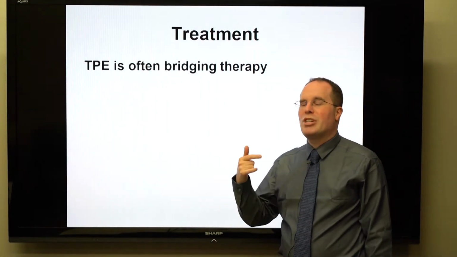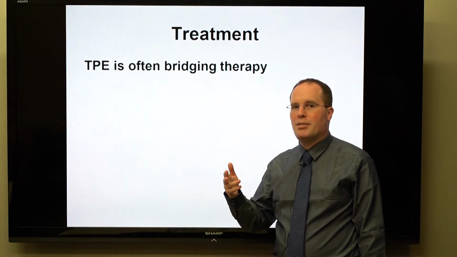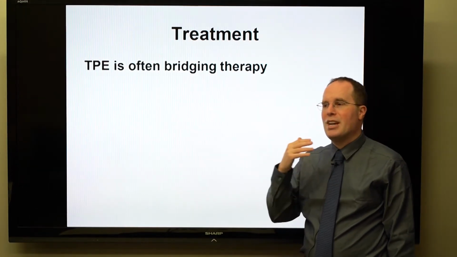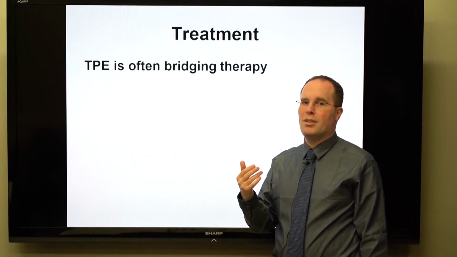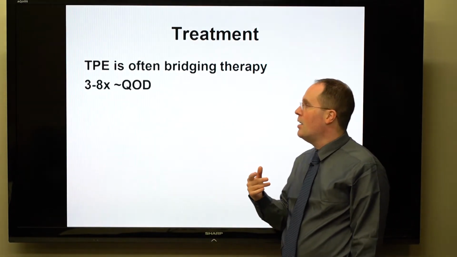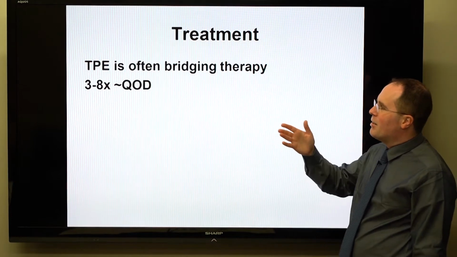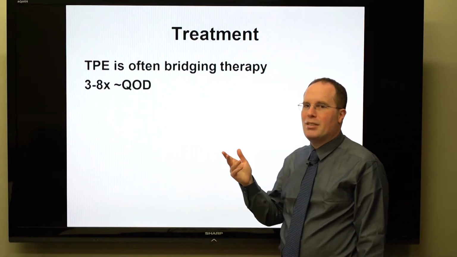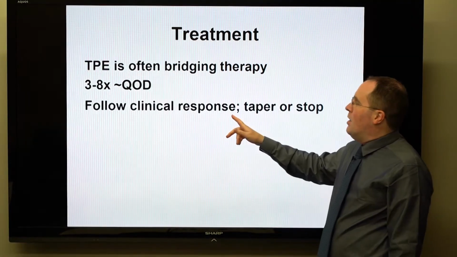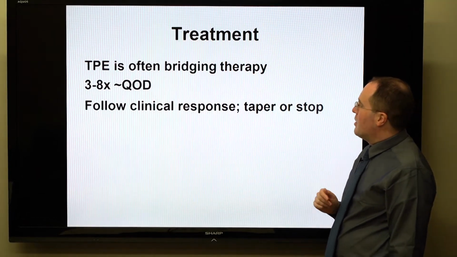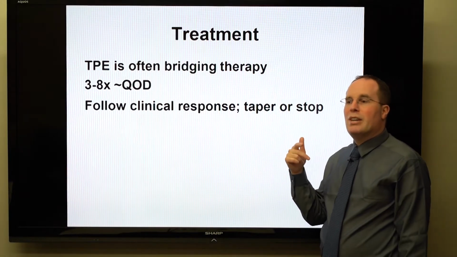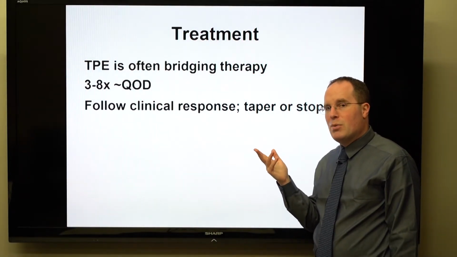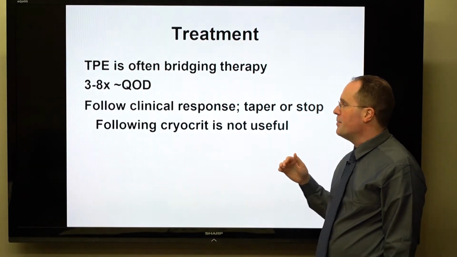Plasmapheresis is usually bridging therapy, right? It's not like it's definitive therapy. It's just that it removes very quickly a lot of the cryoglobulins that are damaging the patient. And it's usually something like 3 to 8 times, roughly, on a Monday, Wednesday, Friday schedule. So we want to follow the patient's clinical response. That will help us determine, should we keep going at the same frequency or taper it, etc.